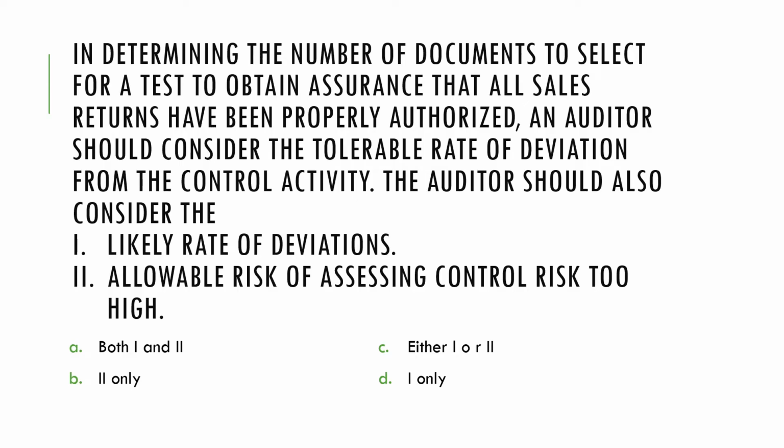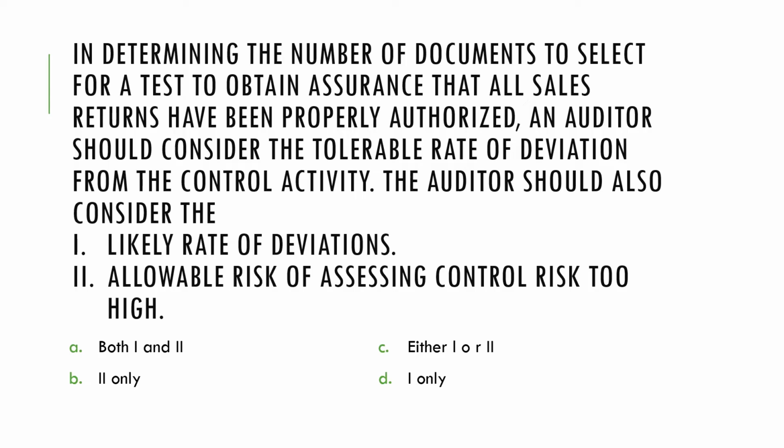We are asked, in determining the number of documents to select for a test to obtain assurance that all sales returns have been properly authorized. Therefore, at that point, we already know the auditor is performing a test of control. An auditor should consider the tolerable rate of deviation from the control activity. So essentially, because the auditor is performing tests of controls, the auditor must determine or consider the tolerable rate of deviation.